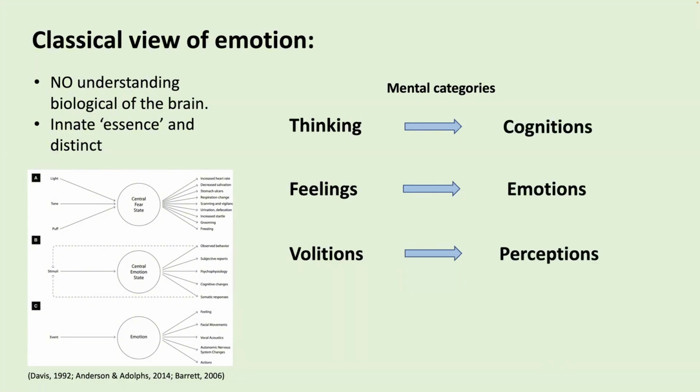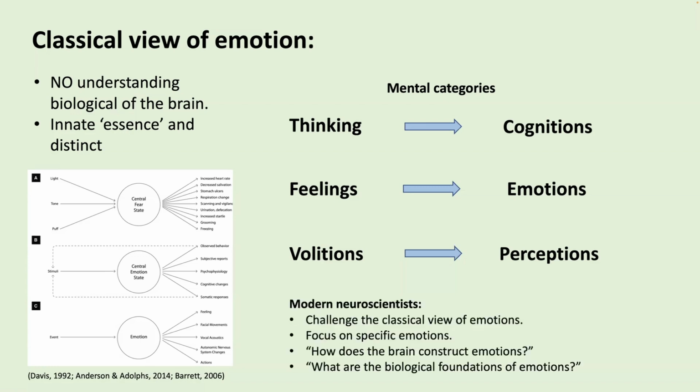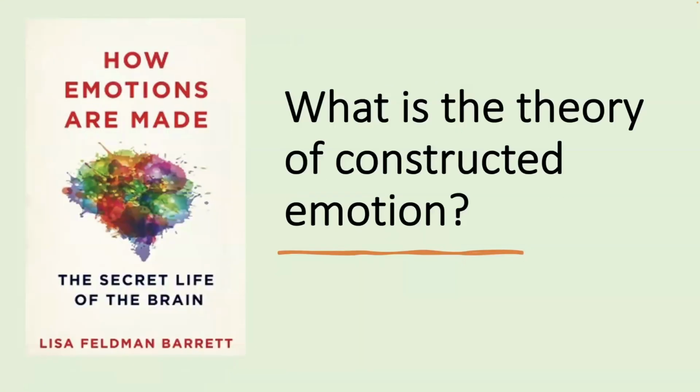Modern affective neuroscientists who study emotions challenge the classical view of emotions as innate and distinct. They study by focusing on specific emotions that are easily recognizable in English, like anger, sadness, fear, and disgust. They try to find out how the brain constructs emotions and what the biological foundations of emotions are. So what is the theory of constructed emotions?